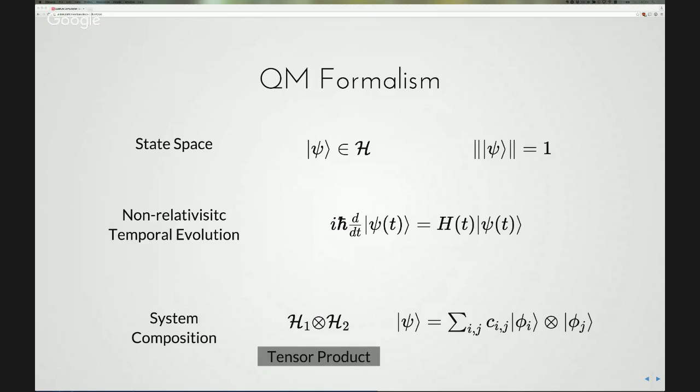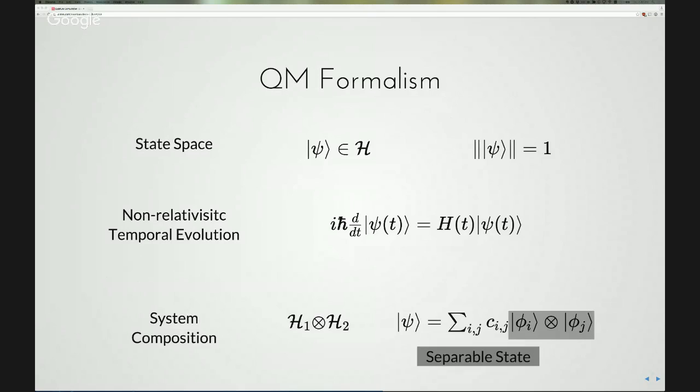On the right, we see phi i and phi j. Phi i could be from H1 and phi j could be in H2. We take outer products or inner.